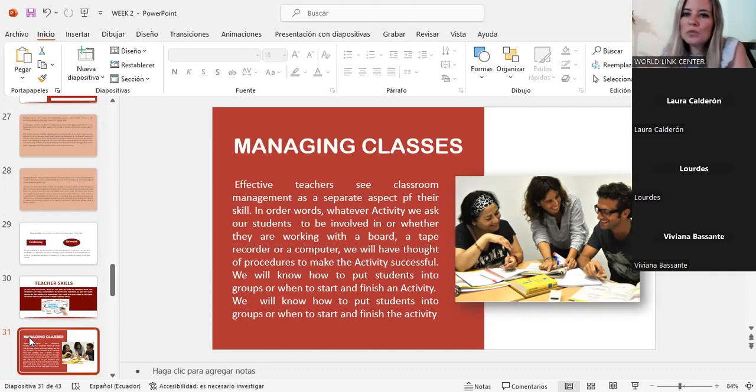When you are making groups, you have to separate the students. Don't put only beginners in each group. Remember, when you are making groups, you have to mix high levels with beginners, maybe intermediate levels with beginners. Don't put beginners with beginners. Don't put intermediate with intermediate. Don't put only a group with high levels.